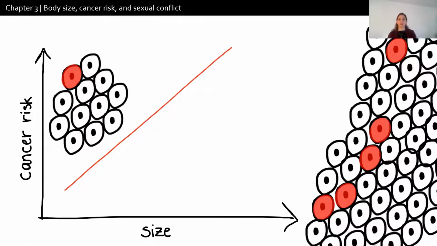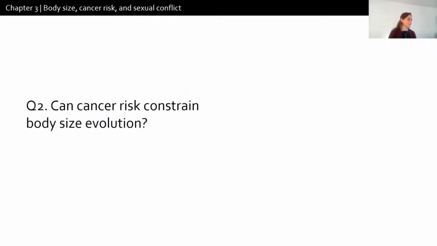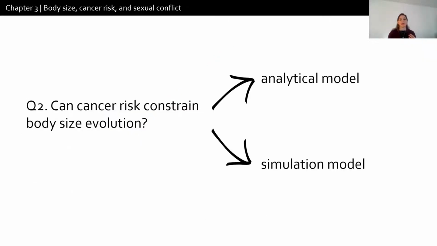So there are various reasons why large animals might not be common, and these could relate to, for instance, higher extinction risk that is associated with large size, or resource limitations that limit lineages from getting larger in size. But as you can imagine, today I'm interested in talking about the role of cancer risk in all this. So we asked, can cancer risk constrain body size evolution? And used an analytical model and a simulation model in a complementary way to look at that. But today I'm going to only present you the results of the simulation model.